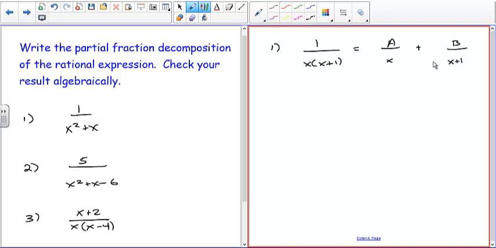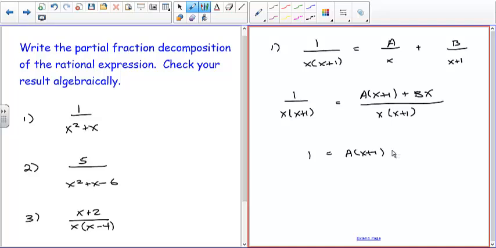So now we're going to combine these two back again. You're going to cross multiply because you have two of them. So you have a times x plus 1 plus b times x, all divided by the product of the two. Now you can see that both sides have a common denominator, so we can set the numerators equal to each other. And because we have two unknowns, a and b, but we also have constant terms and linear terms, we can get two equations out of this, two equations and two unknowns.